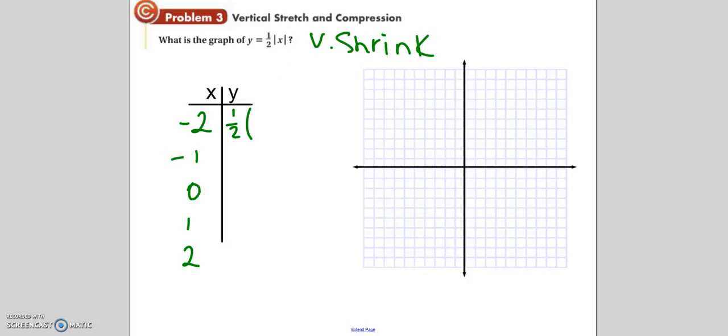1/2 times the absolute value of -2. The absolute value of -2 is 2. 2 times 1/2 is 1. 1/2 the absolute value of -1 is 1/2. 0 is 0. And we know that it's going to reflect here. So the absolute value of 1 is 1, times 1/2 is 1/2. The absolute value of 2 is 2, times 1/2 is 1. And you can see now that we vertically shrunk because we took our y values and we shrunk them down.